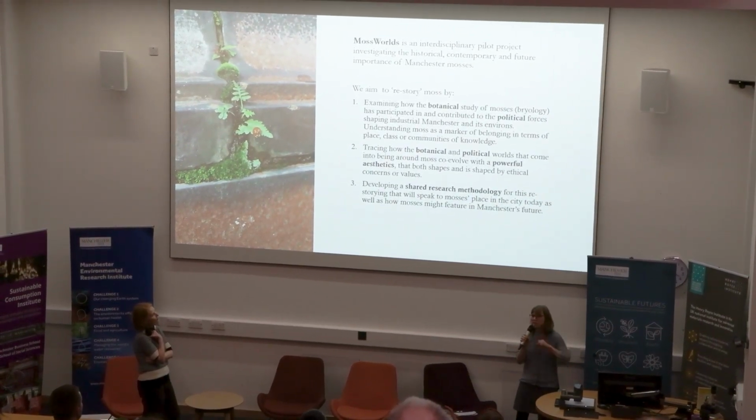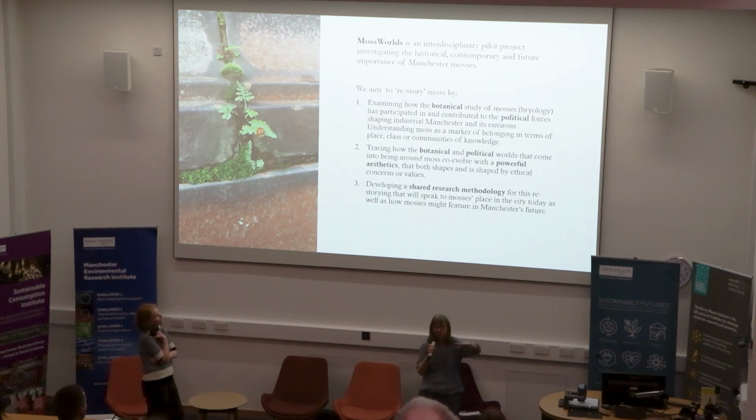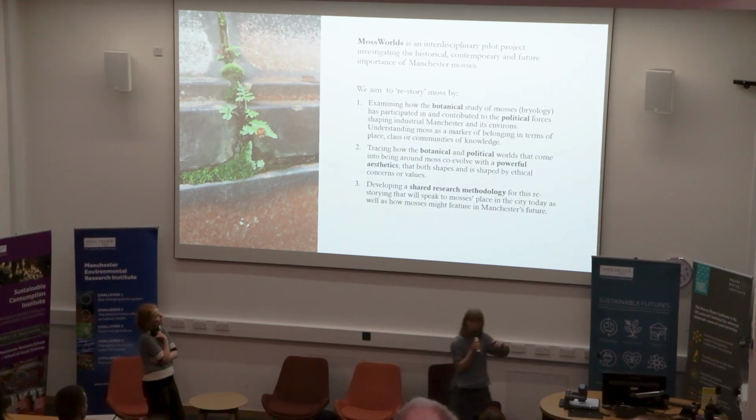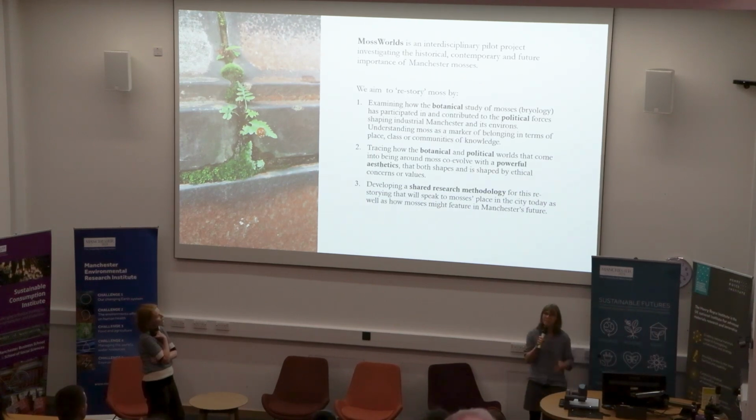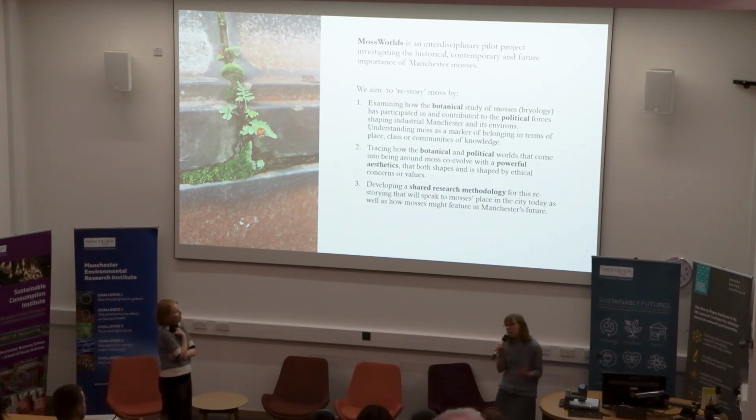It necessitated the draining of Chat Moss and the discovery of the science for how it was possible to put railway lines across a peat bog like that. So we're looking at the ways in which the botany of mosses has interacted with politics. We're also tracing how the botanical and political worlds that come into being around moss co-evolve with a powerful aesthetics, and we've said that this both shapes and is shaped by ethical concerns or values.